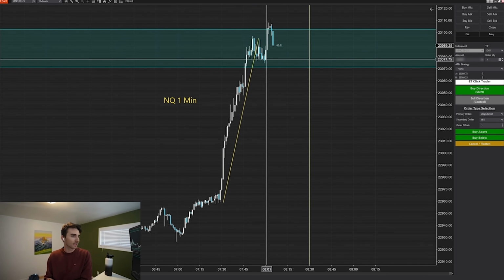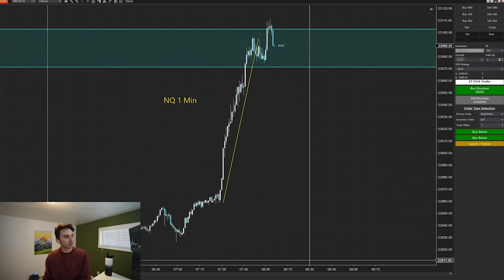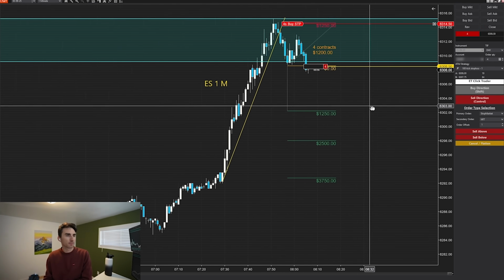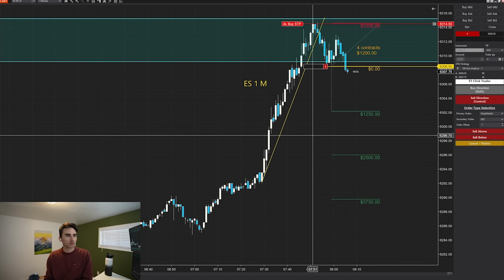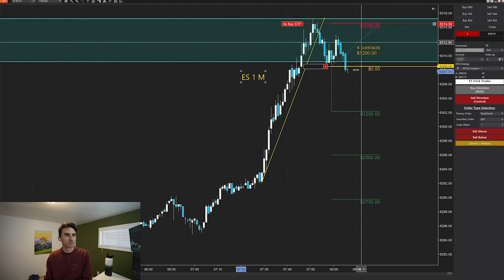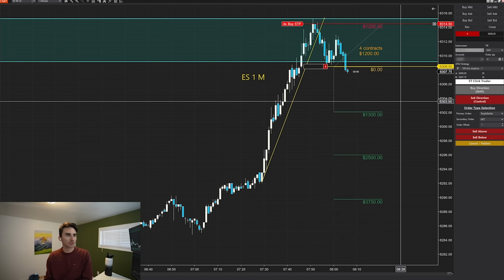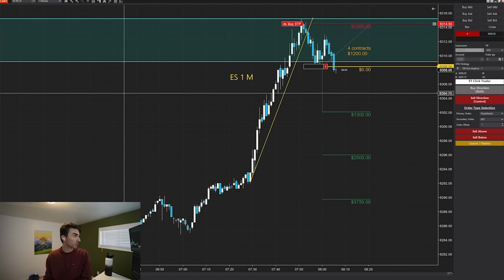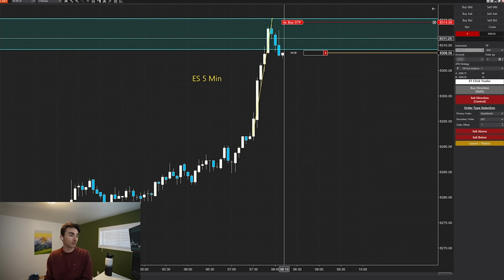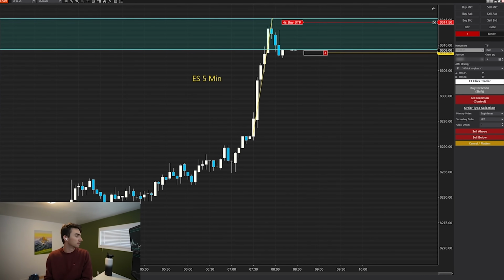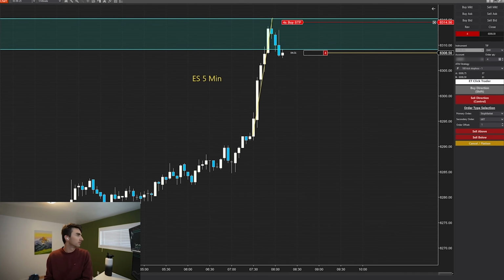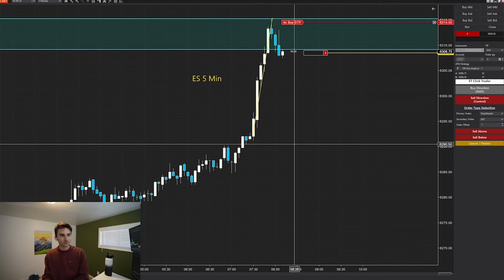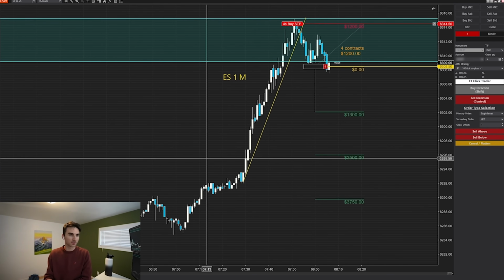Nice failure there. Again, the big thing is this could just come down and bottom and continue higher. So at this point, just let it do its thing. See how it plays out. Looking even on a 5 minute, that's a nice 5 minute candle. But we'll see what it does.